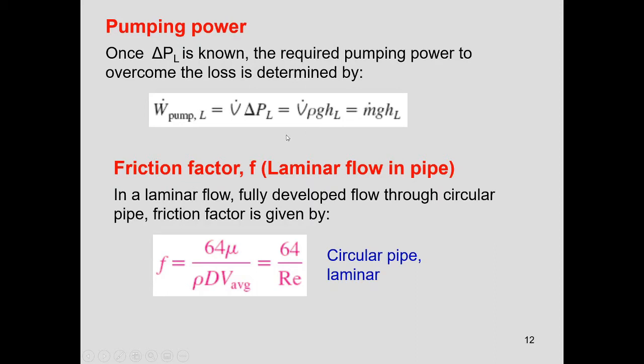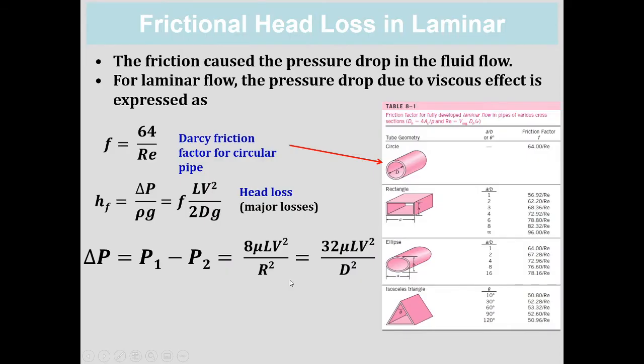Okay, you saw F before, the friction factor. That is only for laminar flow; there will be a different equation for turbulent flow. For laminar flow, F equals 64 mu over rho d V average, or the friction factor equals 64 over the Reynolds number. Okay, F equals 64 over Reynolds number, and then HF.